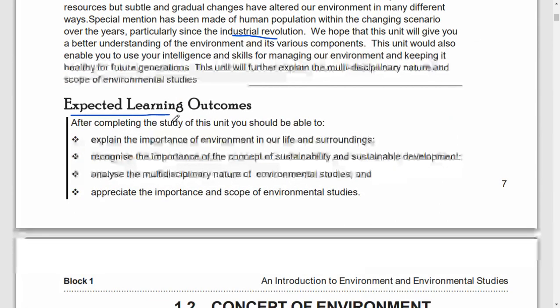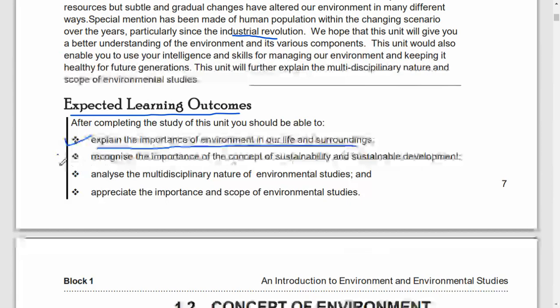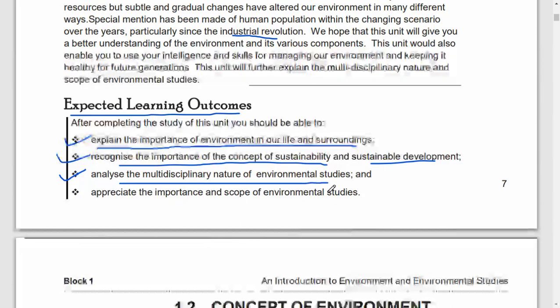Expected learning outcomes. After completing the study of this unit, you should be able to explain the importance of environment in our life and surroundings, recognize the importance of the concept of sustainability and sustainable development, analyze the multidisciplinary nature of environmental studies, and appreciate the importance and scope of environmental studies.